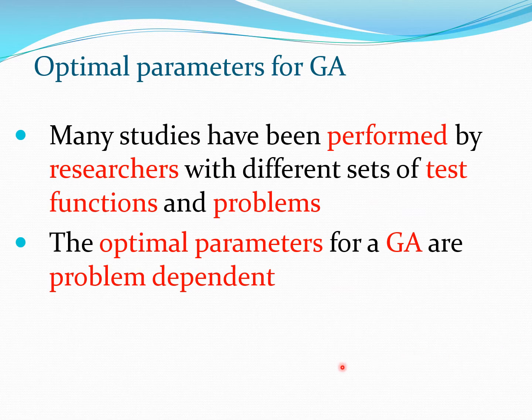Now if you go through the papers, there are a plethora of papers which use genetic algorithms on different types of test problems as well as on different engineering and business problems. And this has resulted in a large amount of literature, and people have figured out the optimal parameters for each of the problems they were doing. And one thing you will see is that the optimal parameters of GA are typically problem dependent.